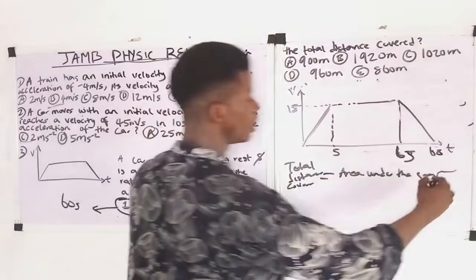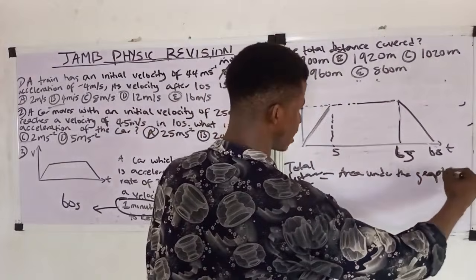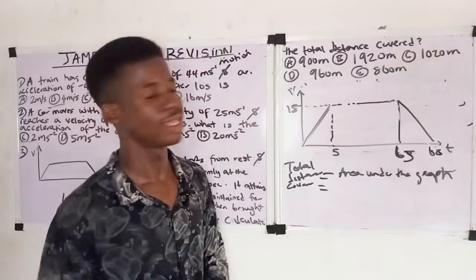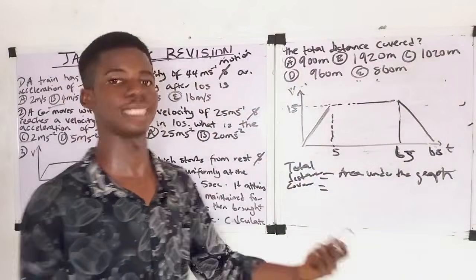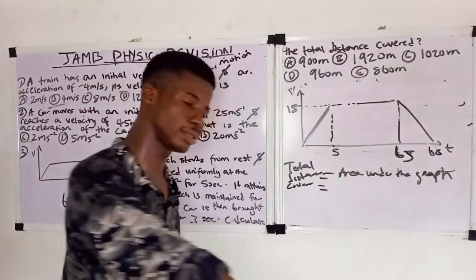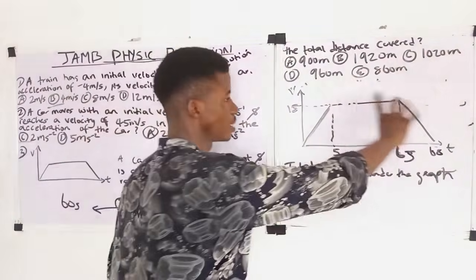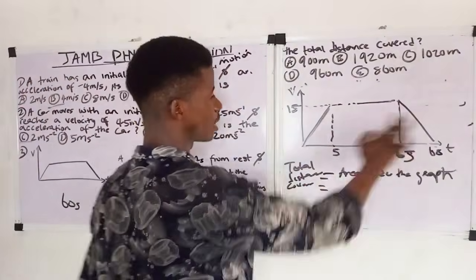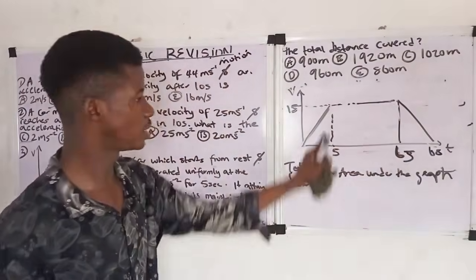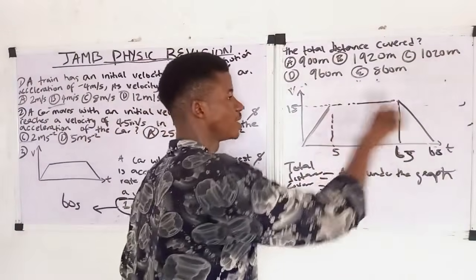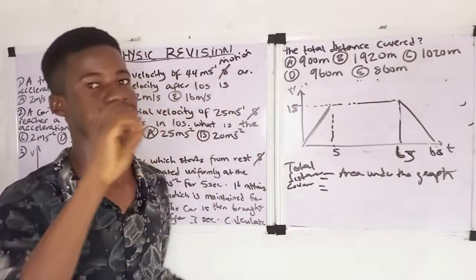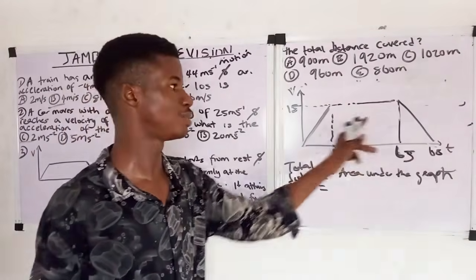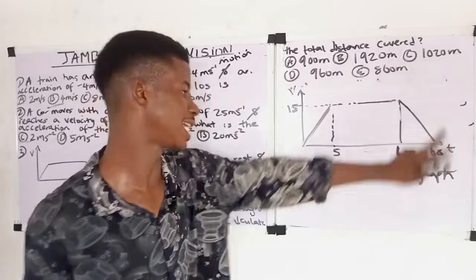This is a graph, right? So the area under the graph. Now let's continue. What is the area under the graph? Look at this graph. It is made up of two different shapes. This is made up of triangles, right? This is a triangle, this is a triangle. Then it's made up of what? A rectangle, right? So the total distance usually equals the area of the shapes inside the graph, the area under the graph.